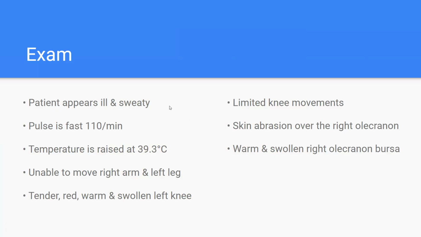So you examine the patient. You look at the patient. She appears ill. She feels ill. She feels sweaty. You ask the nurse to kindly do some obs for you. Her pulse is fast, 110. Her temperature is 39.3. She's unable to move her right arm, left leg. They're both very tender, red, warm, and swollen, especially her left knee. She has limited knee movements. She has a skin abrasion over her right olecranon, and she has a swollen, warm right olecranon bursa as well. Okay?